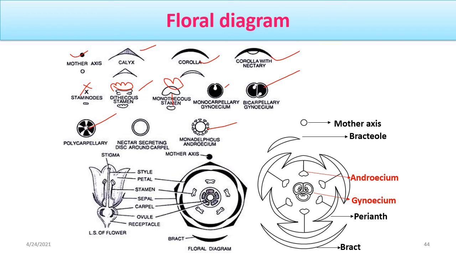Then here floral diagram is represented. This is bract, this is outer perianth, this is inner perianth, these are the stamens. Here you can see the carpel, here you can see bracteole and mother axis. So this way actually the floral diagram is made.